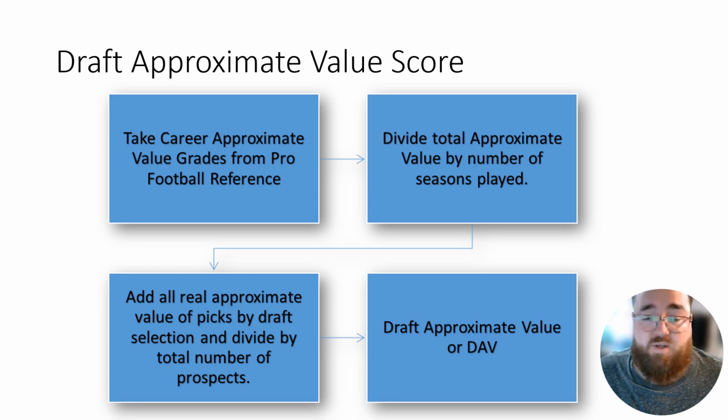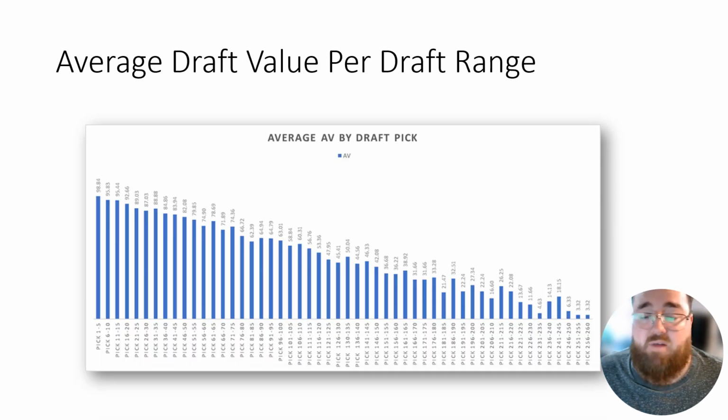And then of course we look at the average draft value per draft range. This shows you the average approximate value score, which is percentile graded for picks 1 through 5, all the way down to picks 256 to 260. And there's also more. I could have made it a little bit bigger, but you kind of get the idea. The lower you pick in the draft, the lower the chance you're going to find a player that has great approximate value compared to other players.